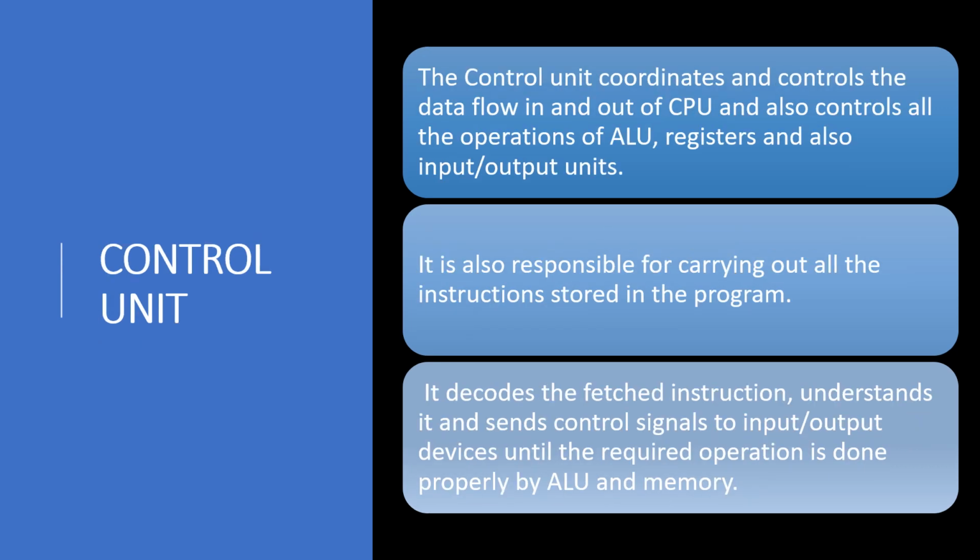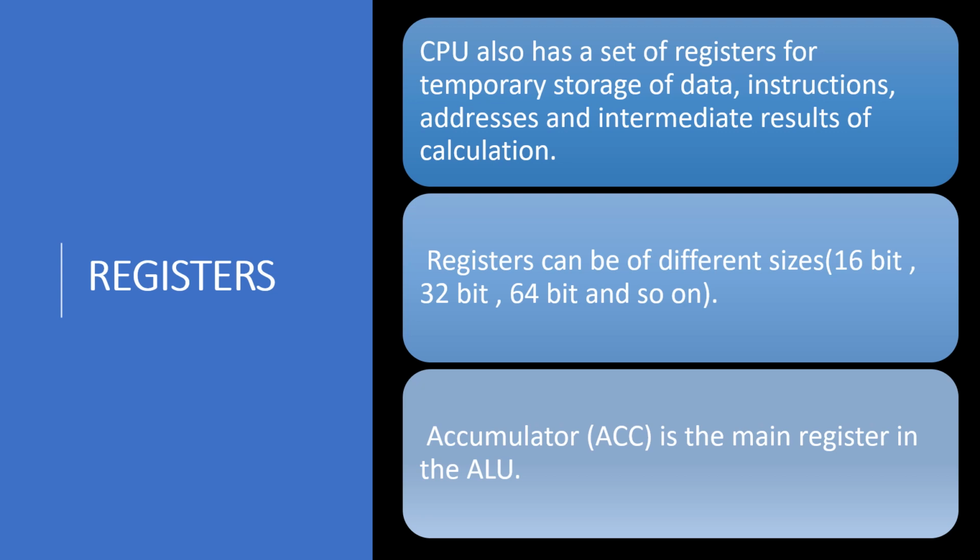Control unit. The control unit coordinates and controls the data flow in and out of CPU, and also controls all the operations of ALU, registers and also input or output units. It is also responsible for carrying out all the instructions stored in the program. It decodes the fetched instruction, understands it and sends control signals to input or output devices until the required operation is done properly by ALU and memory, registers.